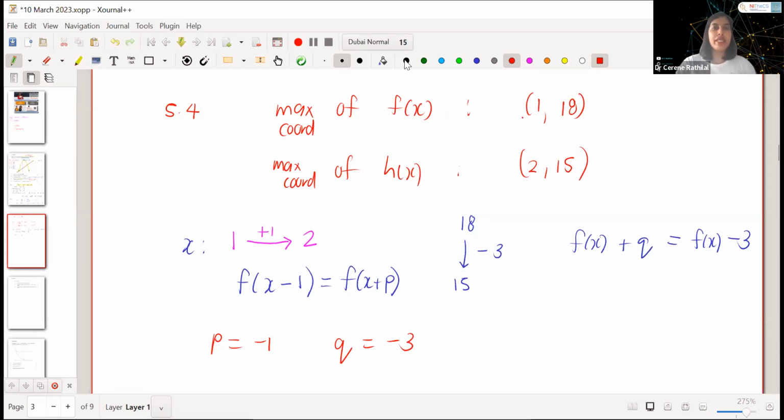Right, so is everybody happy with this part of question 5.4? Does anybody have any questions, or is there any part that you would like me to re-explain? Let's take a look. What's the feedback? Okay.